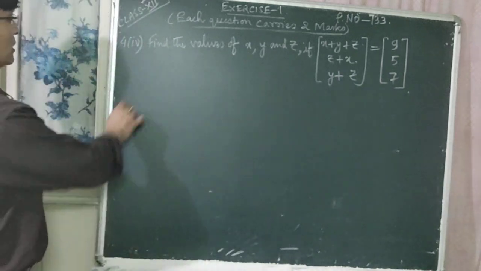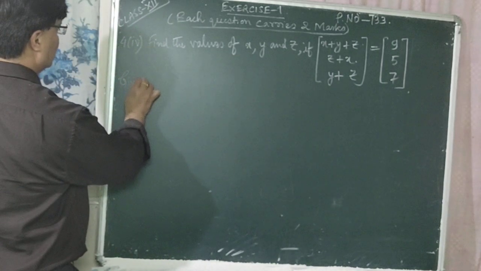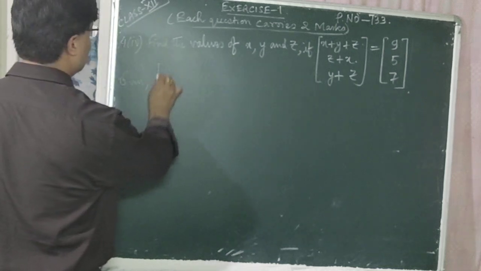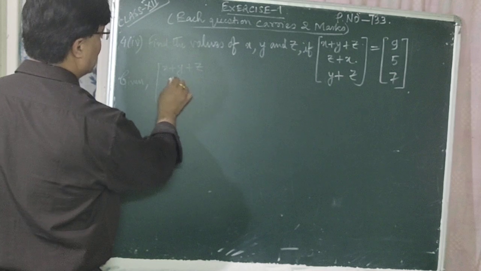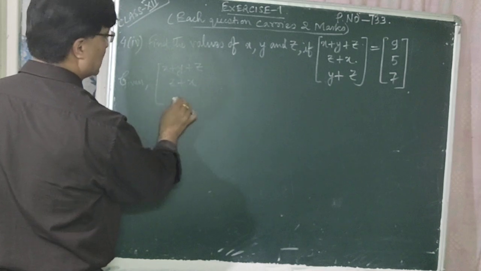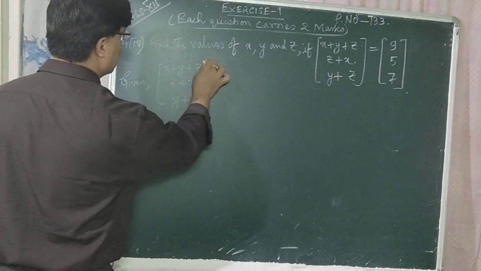Okay, so here given is x plus y plus z, right? And this is z plus x, and this is y plus z.